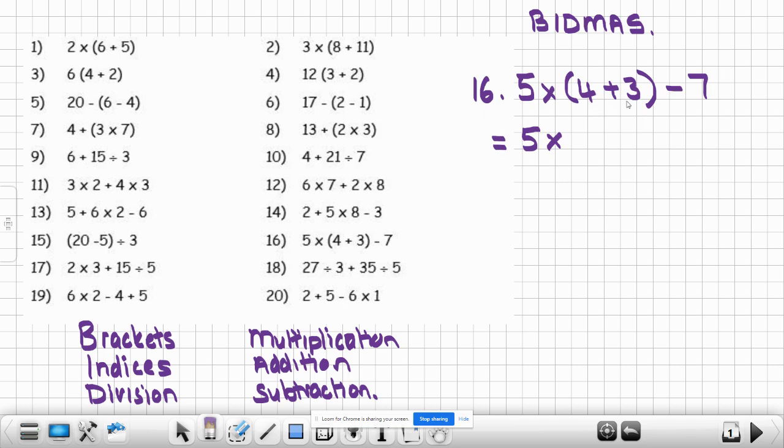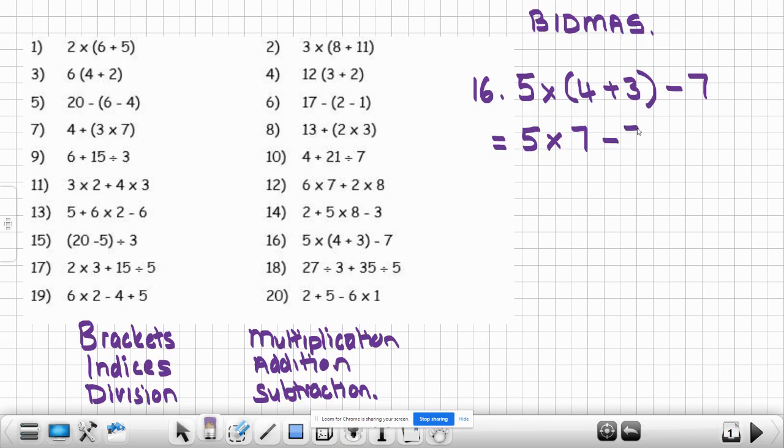And we've got 4 plus 3. So 4 plus 3 is 7. So the brackets are going to go, and we're just going to replace it with the number 7. Now, if we move along, we've still got this minus 7 that we haven't dealt with yet.